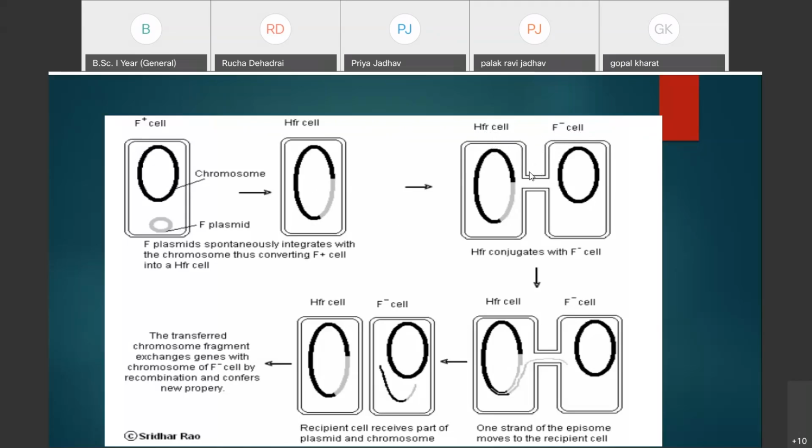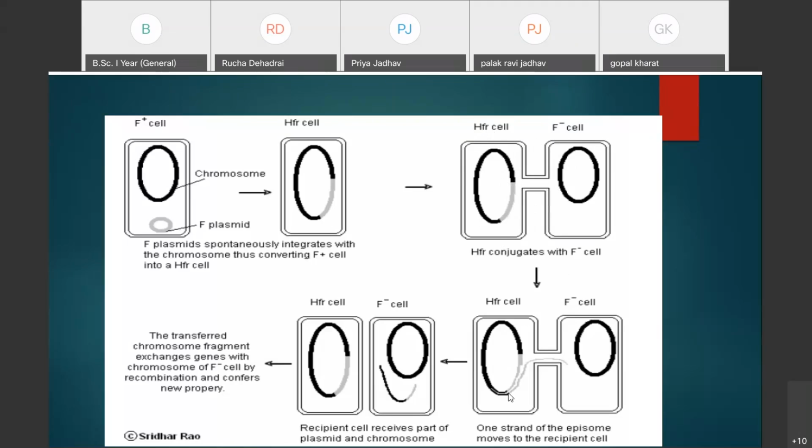with the help of the sex pili. Okay, the contact is established between the HFR cell and the F negative cell with the help of the sex pili, and this sex pili will form a small channel. Sometimes this small channel is also referred to as the genetic tube, because the genetic material is transferred through this channel. Okay, that means the conjugation of the HFR cell and the F negative cell begins.